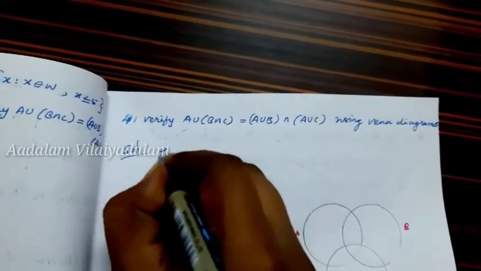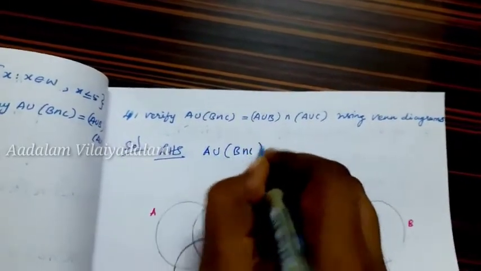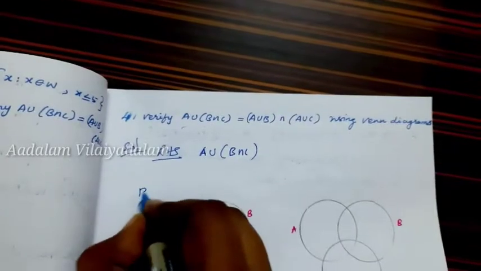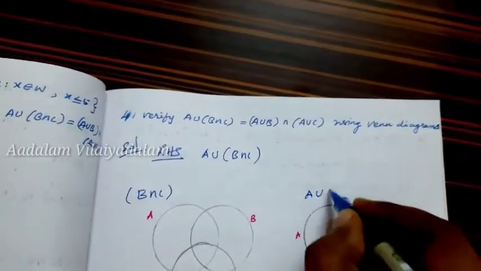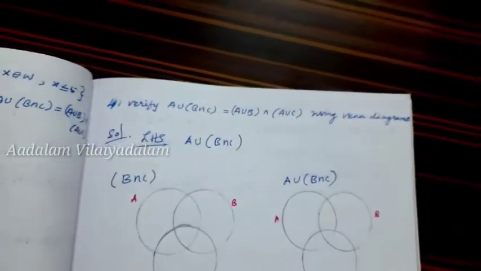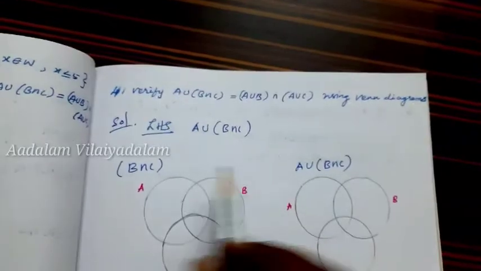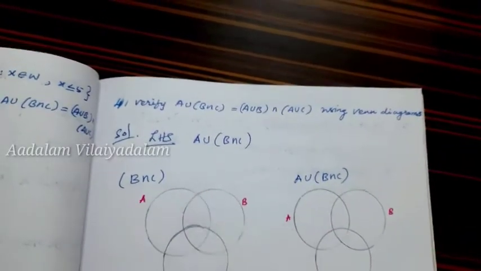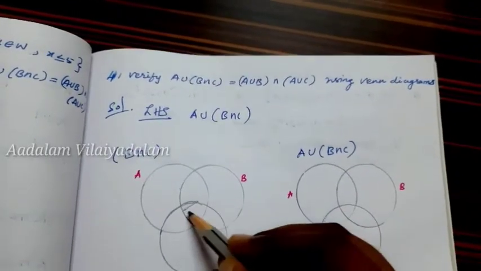Let us prove the LHS. Take it A union B intersection C. So let's find first of all B intersection C, and then we can find A union B intersection C in the diagram. What is B intersection C? Common elements between B and C. Then the common area between B and C is this one.